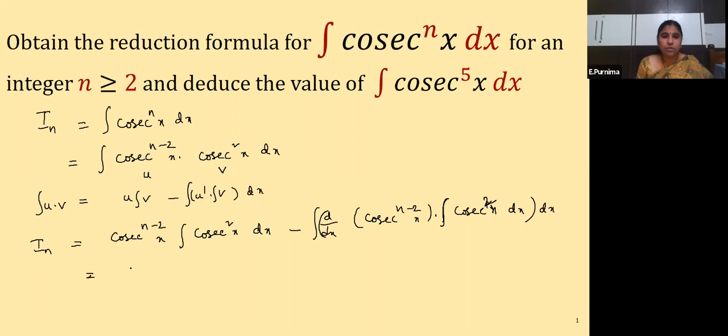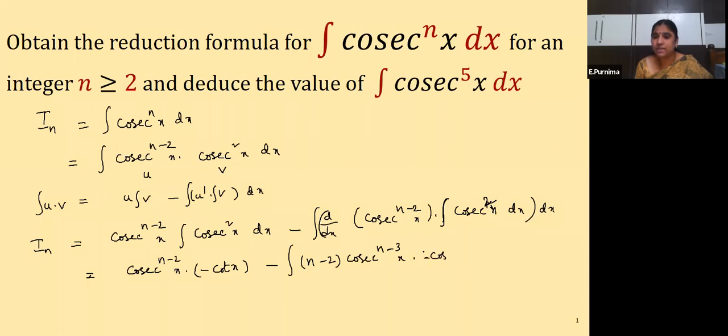Now, which is equal to cosecant to the power of n minus 2 x into, what is the integral of cosecant square x? It is nothing but minus cot x. Minus the integral of n minus 2 into cosecant to the power of n minus 2 minus 1, that is n minus 3, x, into the derivative of the inner function cosecant x, which is minus cosecant x into cot x, into the integral of cosecant square x, which is again minus cot x. Clear? dx is there.